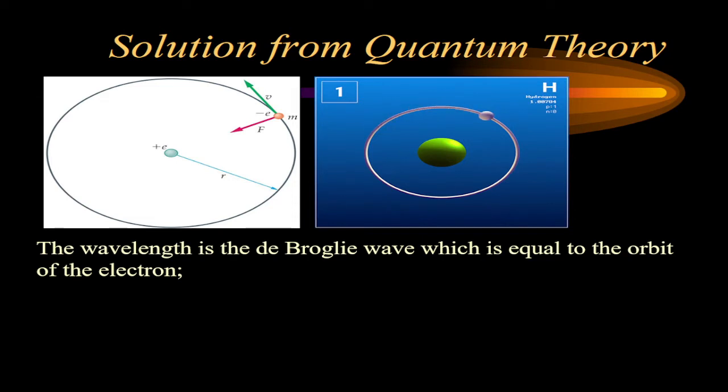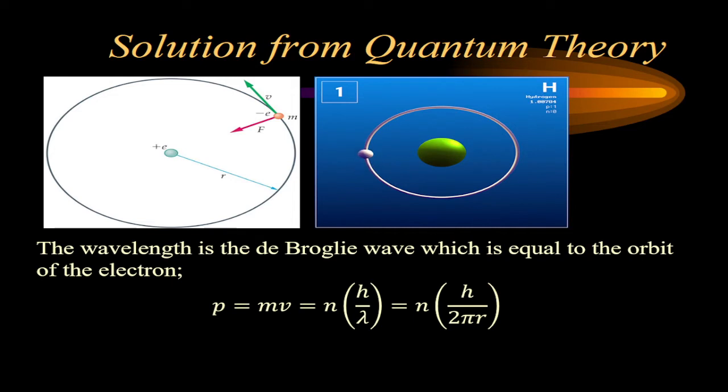If the orbit is circular, we have 2πr. So we substitute that in our formula. The momentum p = mv is equal to n times Planck's constant divided by the wavelength. And since this is just equal to the circumference, we have n times the ratio of Planck's constant divided by 2πr.